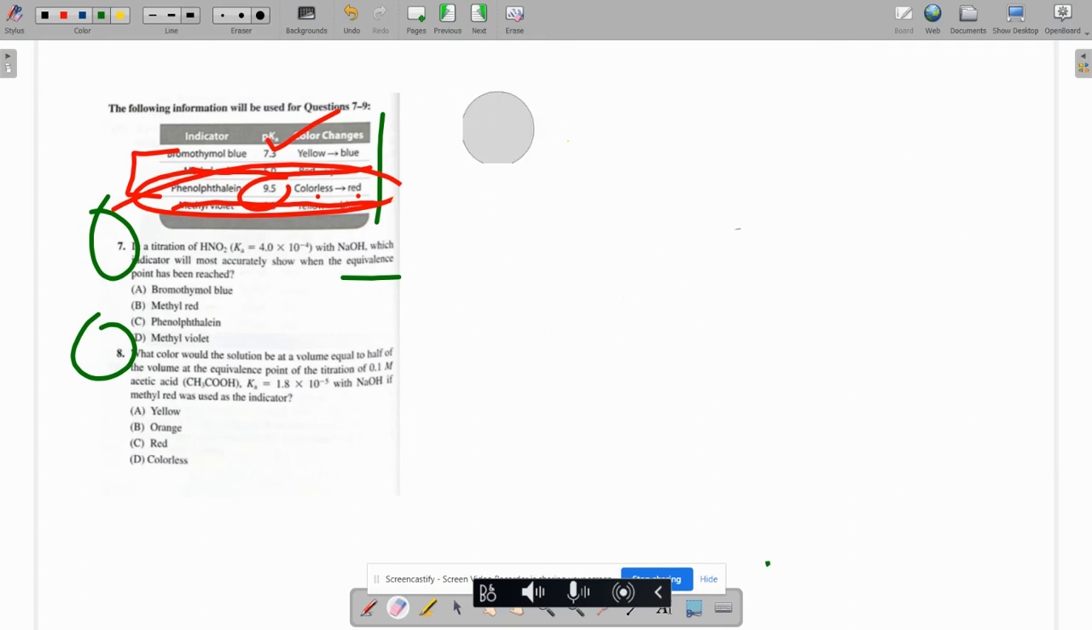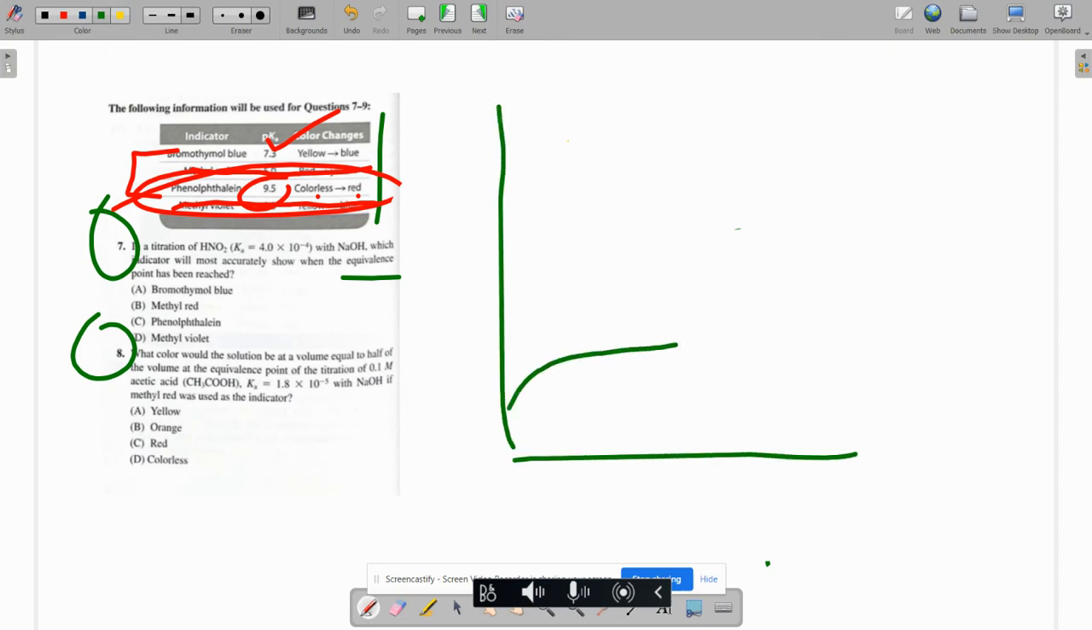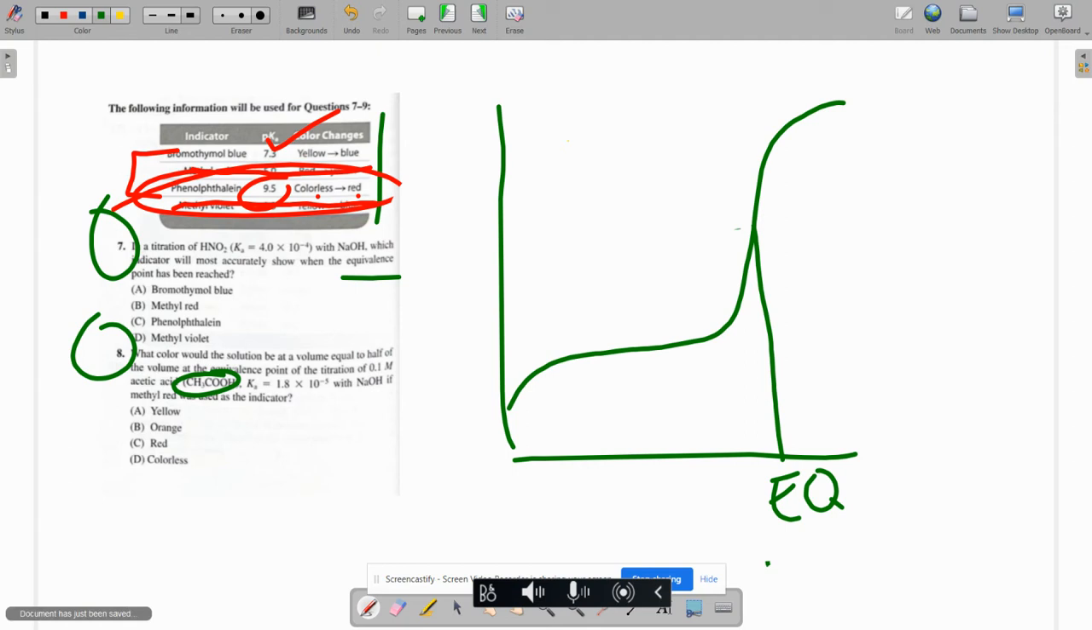We've got a different titration. It looks something like this, pretty much the same as the nitrous acid, but this time it's acetic acid. This is my equivalence point. The question asks about a volume equal to half the volume of the equivalence point, so I'm really talking about the half equivalence point. What color would the solution be right here?